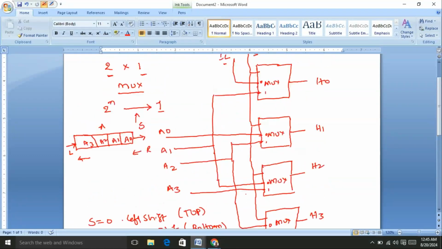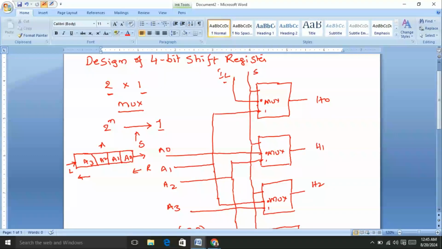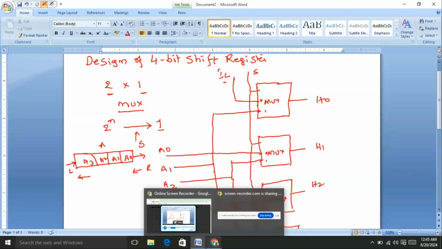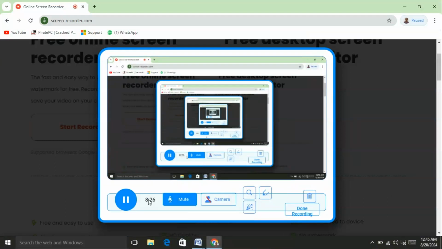We can practice this diagram carefully. Right? This is the design of the shift register. I hope you can understand this one.